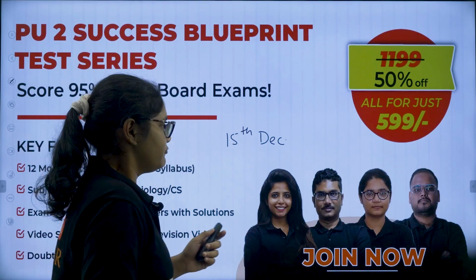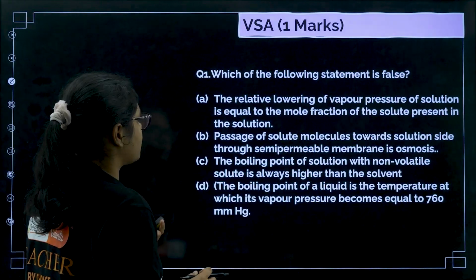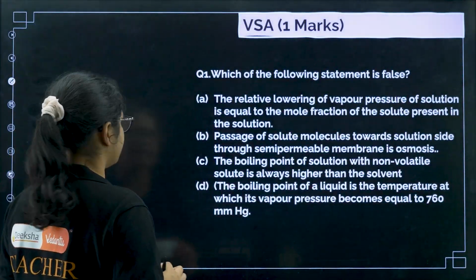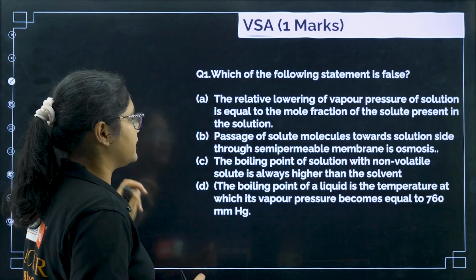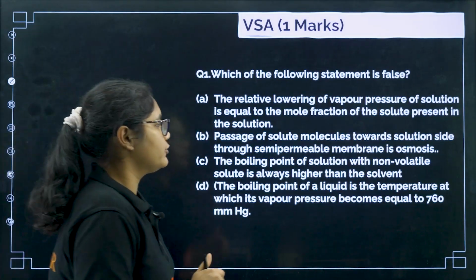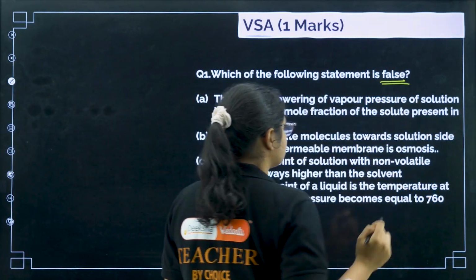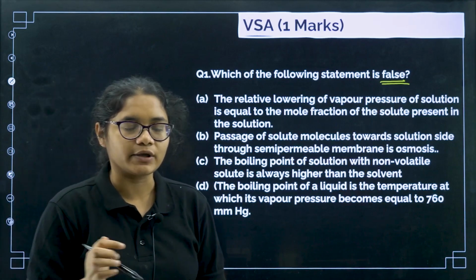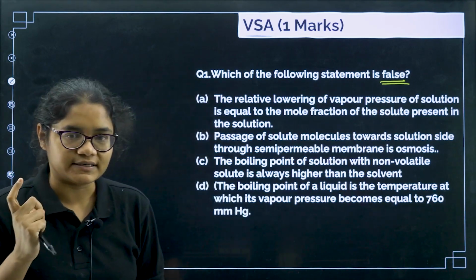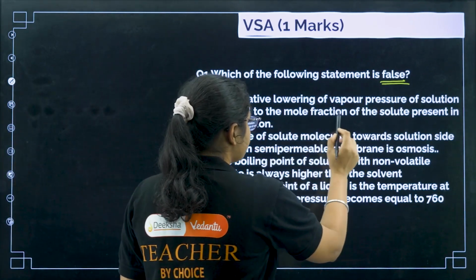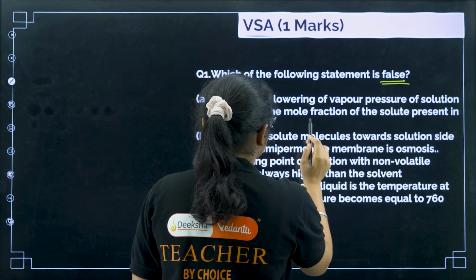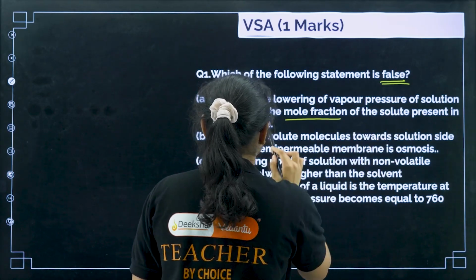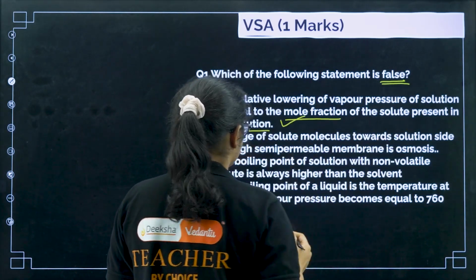Now let us go back to our question. The question here is, which of the following statements is false? You should be very careful whether it is asked true or false, correct or incorrect, because that is where you make mistakes. Now, the relative lowering of vapor pressure of a solution is equal to the mole fraction of the solute present in the solution. This is a correct statement.